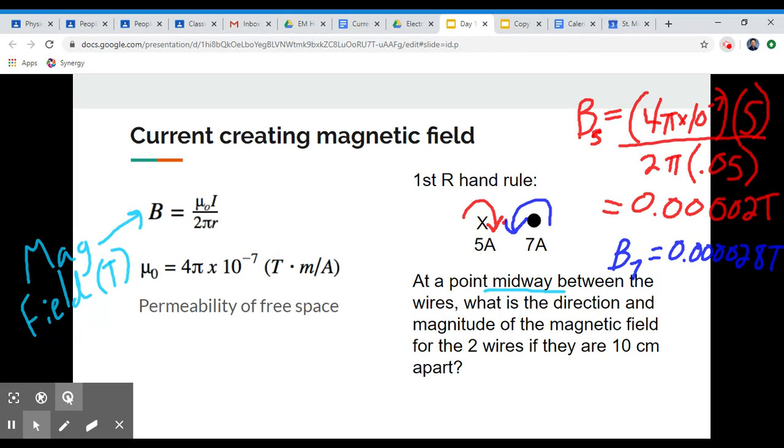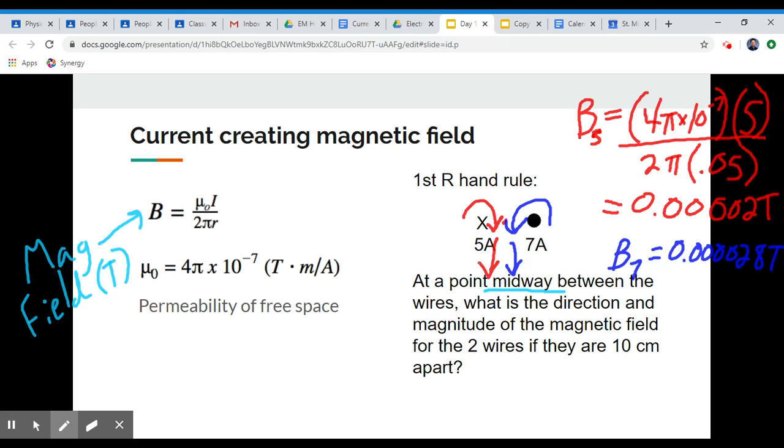Okay, so I went ahead and made this a little bit easier to look at, so hopefully the colors help. Hopefully you found for the 7 amp wire that it is 0.000028 Teslas. And remember, that is also in the downward direction. So we want to know, at that midway point, what is the direction of the magnetic field for the 2 wires? So basically we're solving for that net magnetic field. Since they are both pointing in the downward direction, we are just going to add them together.